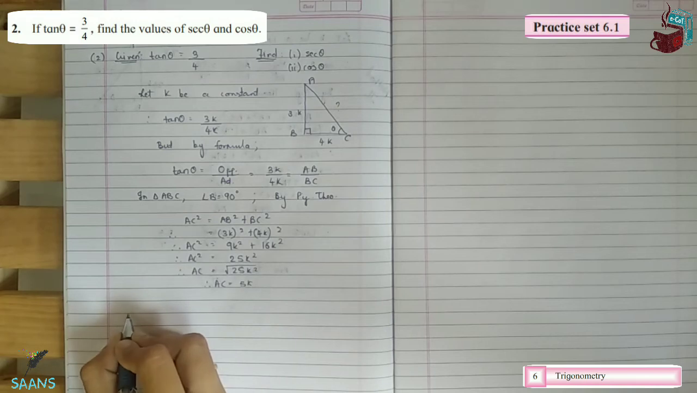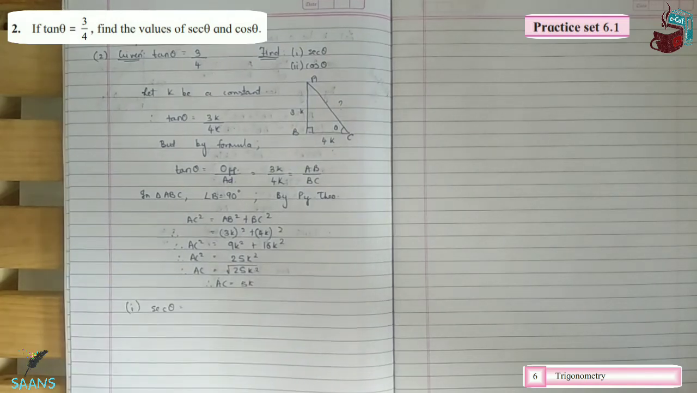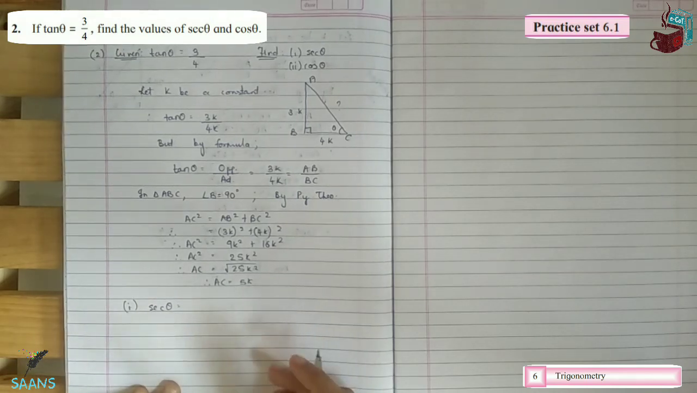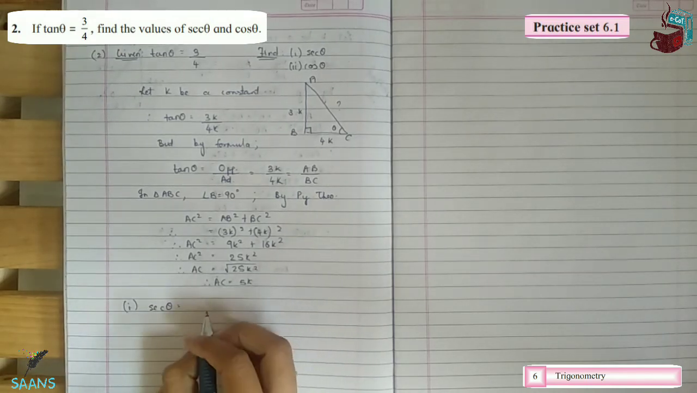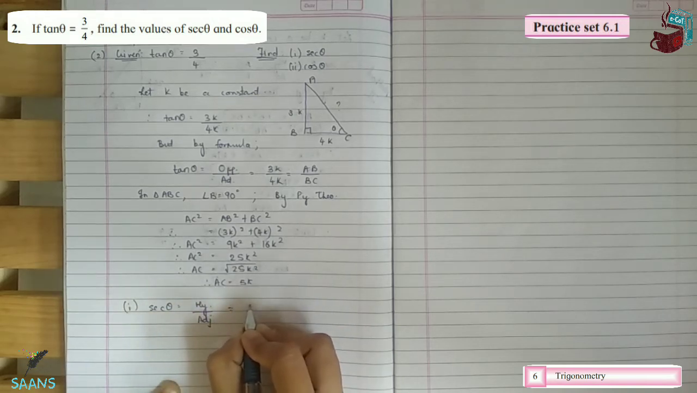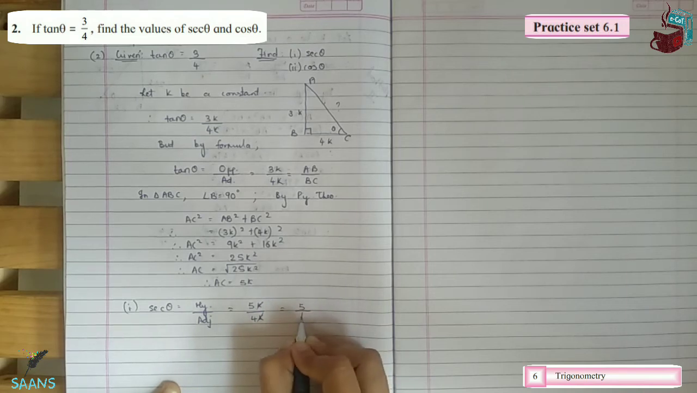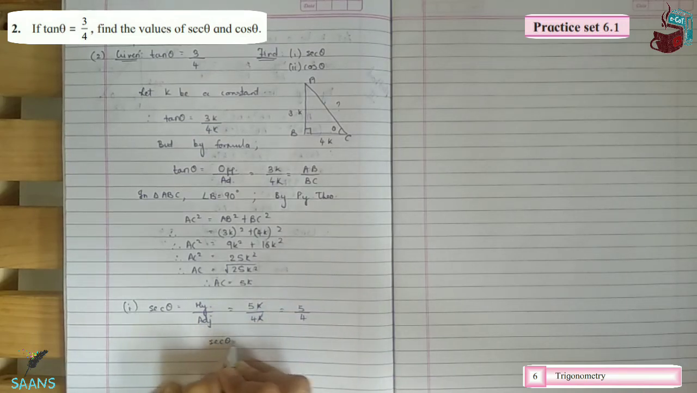Now, they are asking us sec theta. Sec theta is nothing but, by formula, hypotenuse upon adjacent side. So hypotenuse is 5k, adjacent is 4k. Cancel, that is 5 upon 4. So therefore your sec theta is equal to 5 upon 4.